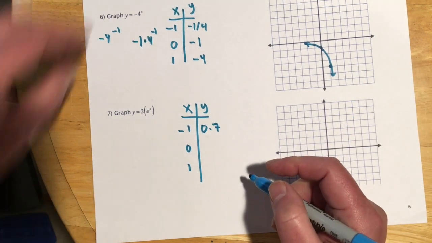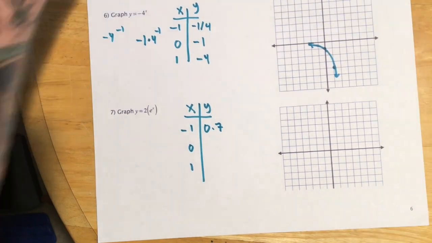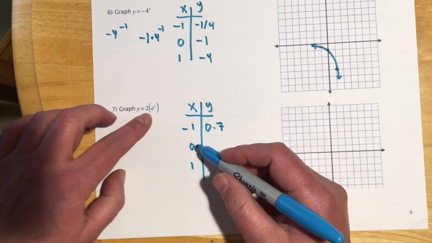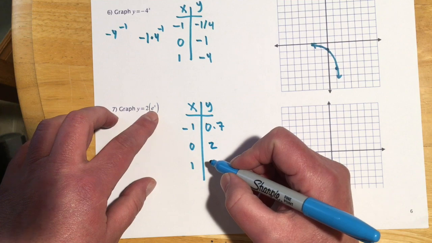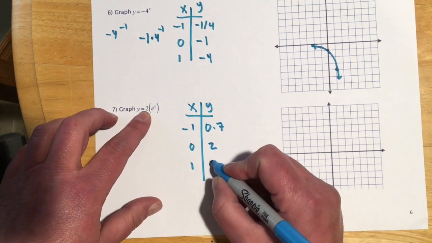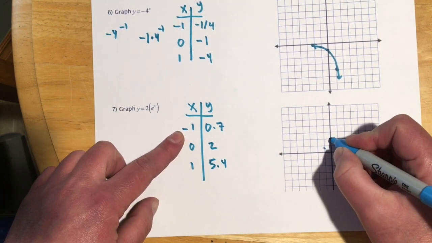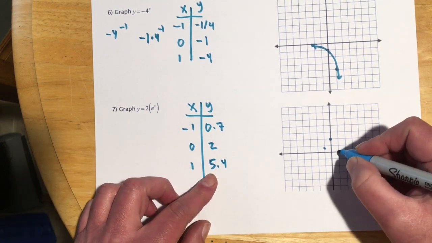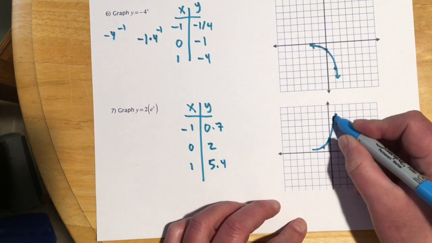And then if we do the same thing with 0 and 1, e to the 0 would be 1, and then times 2 is 2. And then e to the 1 would be the 2.7, and then times 2 would make 5.4. So negative 1 and 0.7, and then 0 and 2, and there's that intercept again, and then 1 and about 5.5. So something like that.